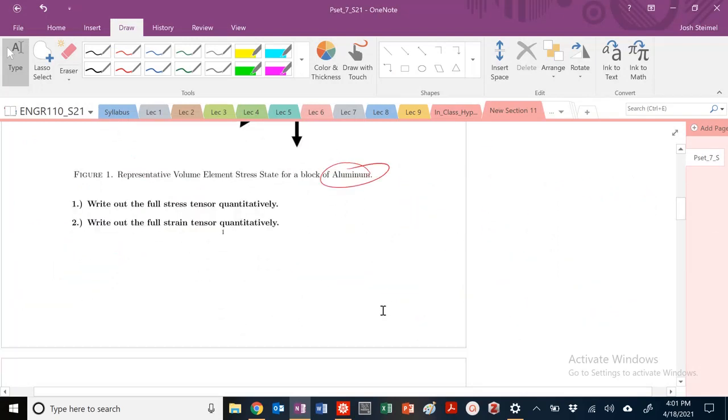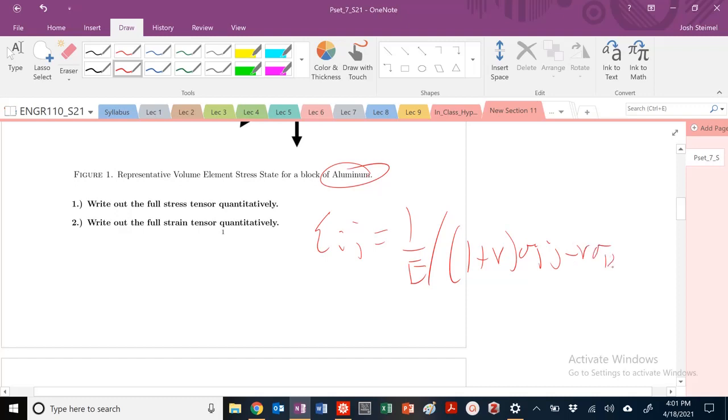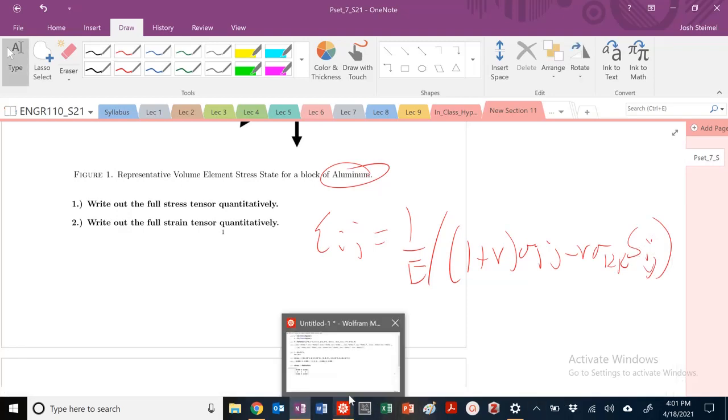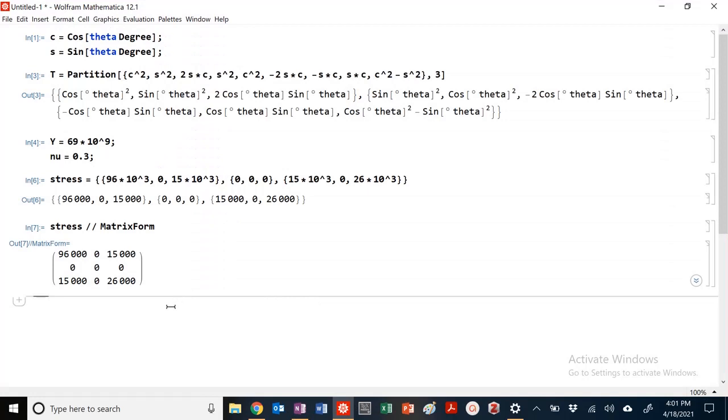So now we need to write out the strain tensor. Well, we know we're going to use this equation, epsilon ij equals 1 over E times (1 plus nu) times sigma ij minus nu sigma kk delta ij. Kronecker delta. We've gone through this before. So let's go ahead and write it out. So I know I'm going to have a strain in the 1, 1 direction. So I've got strain in 1, 1, and that's going to be equal to 1 divided by E.